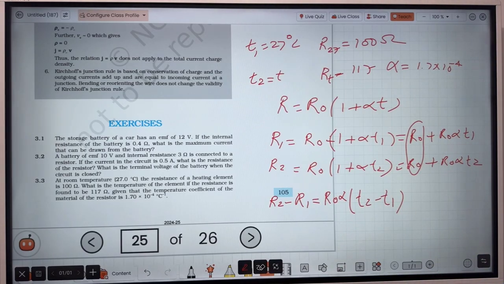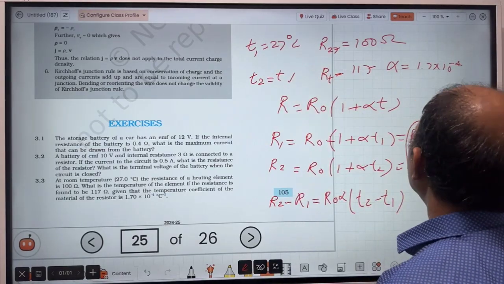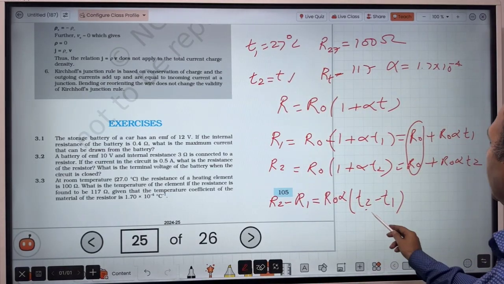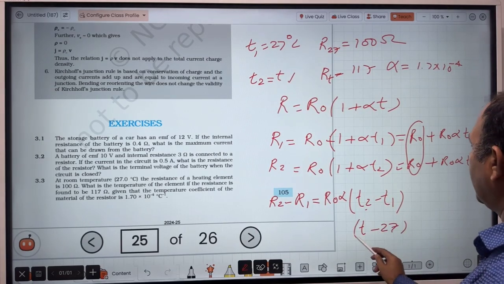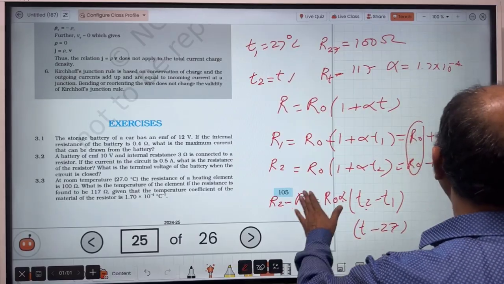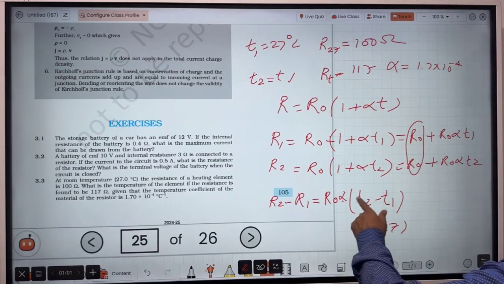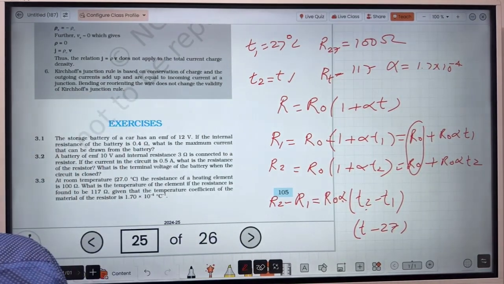Here, what is our concern? Our concern is that T is to be found. So we can write here T, and this we write as 27, and here the resistance. Here we are subtracting. So R0 is given. If R0 is not given, then we can evaluate it.